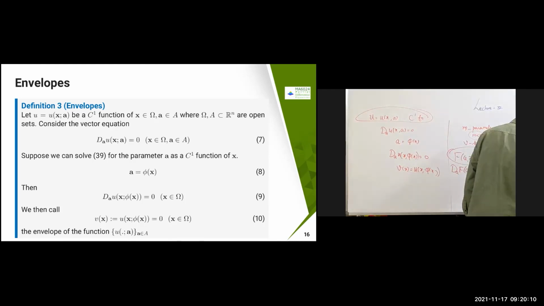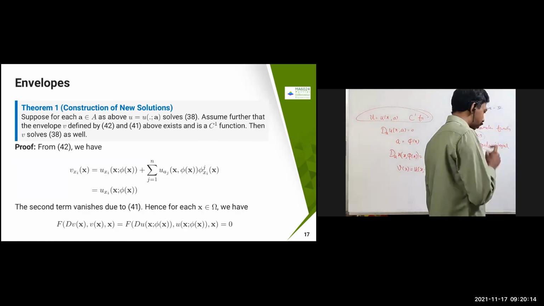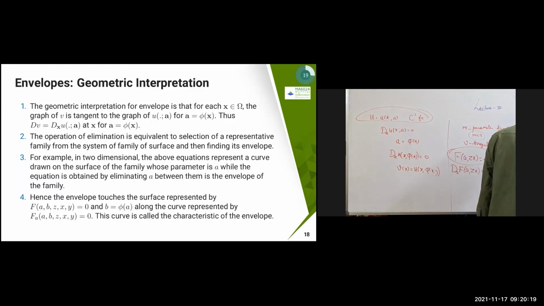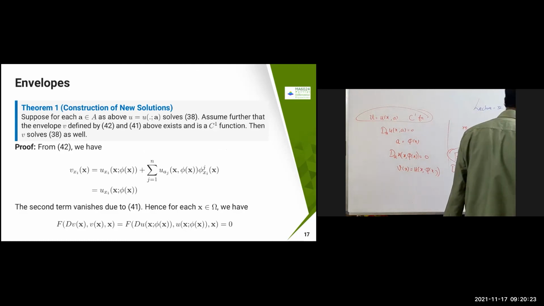So let us see this with some example. How to construct a new solution? Well, there is a theorem. Then we'll see some examples. One theorem is there in between. Let us prove that, and then we'll see it.